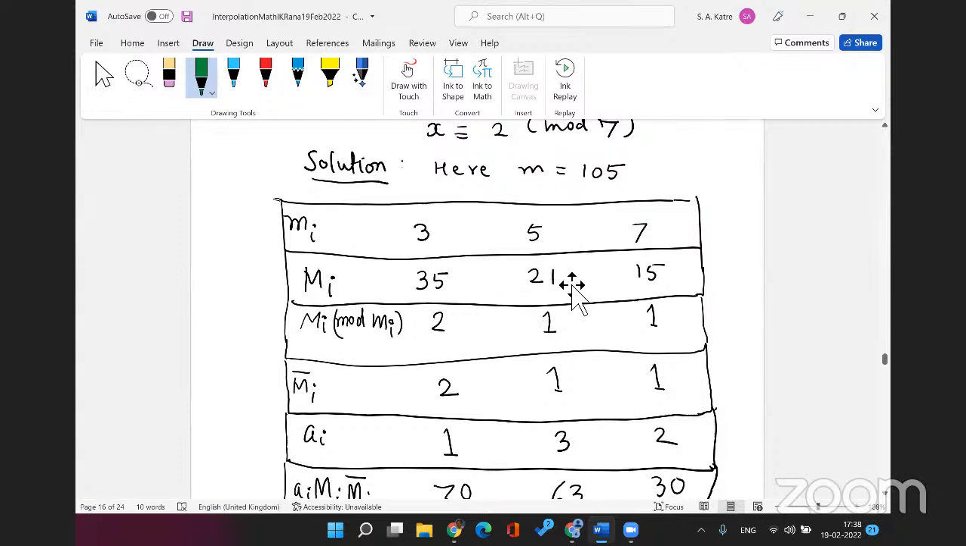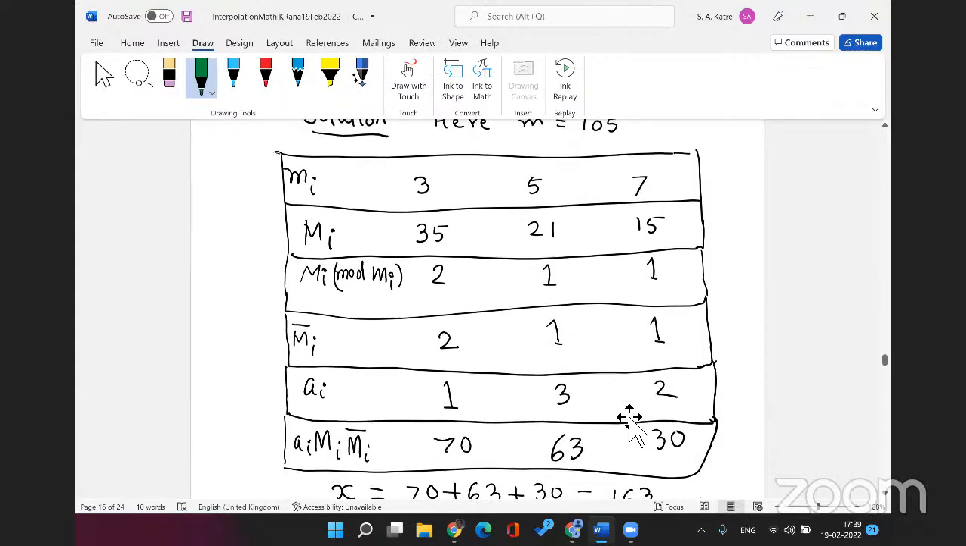Similarly, 21 modulo 5 is 1. 15 modulo 7 is 1, because 15 minus 14 is a multiple of 7. So it is 1. Mi bar means the inverse. So you have to find the inverse of 2 modulo 3. But 2 into 2 is 4, and 4 is 1 mod 3. So 2 is the inverse of 2. It so happens that 1 is the inverse of 1 and 1 is the inverse of 1. Same numbers are appearing here as inverses.